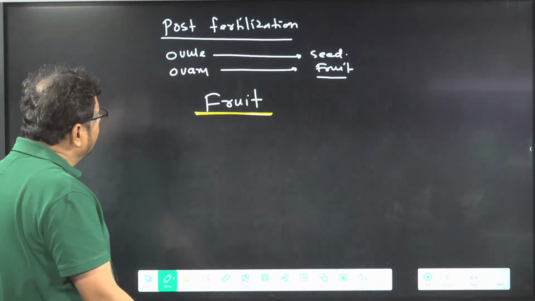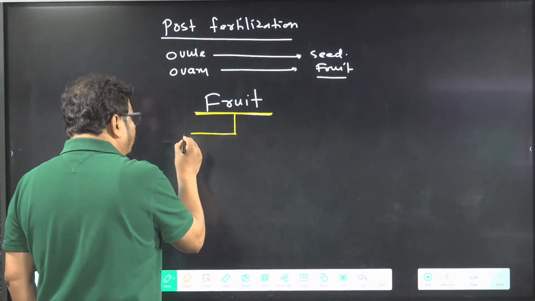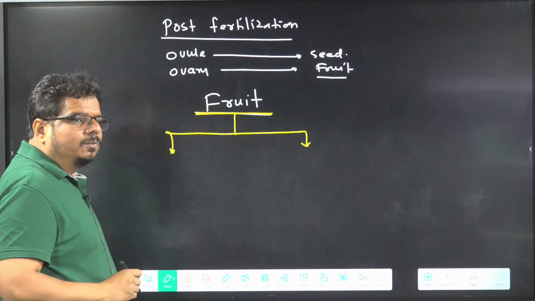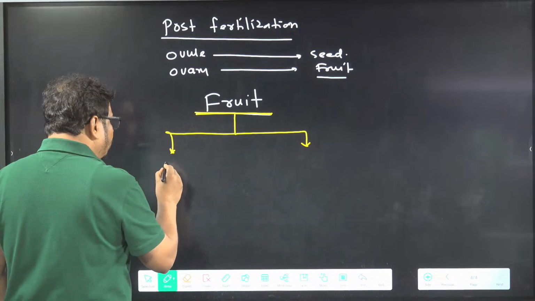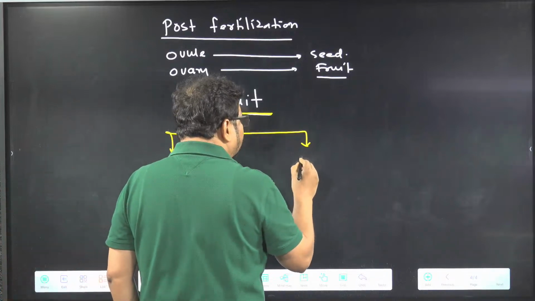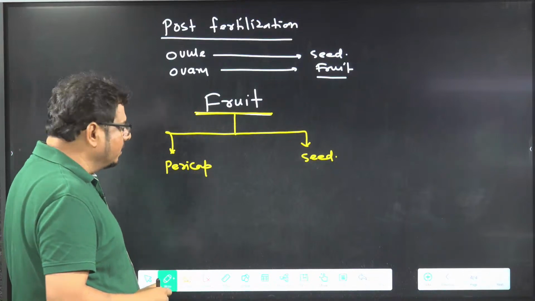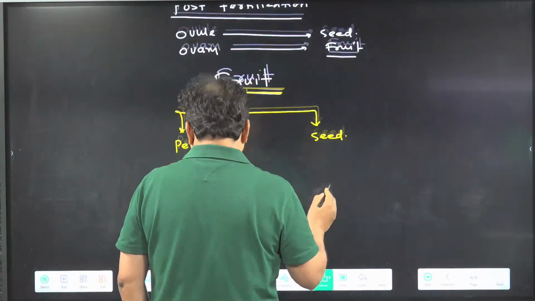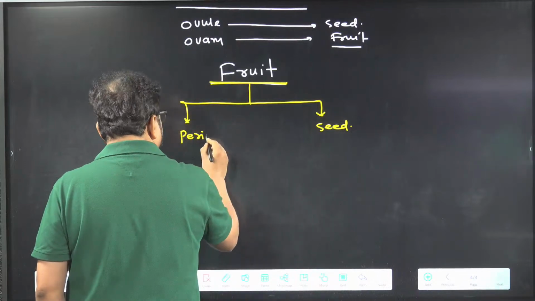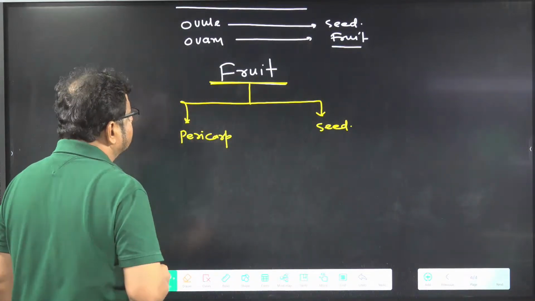Great. Now, just talk about the fruit. So, NCERT wrote there are two parts of the fruit. One part of the fruit is called pericarp. And another part of the fruit is what? Seed. So there are two components present in the fruit. One is basically pericarp, not carp, pericarp. One word missed. Pericarp and another is seed.